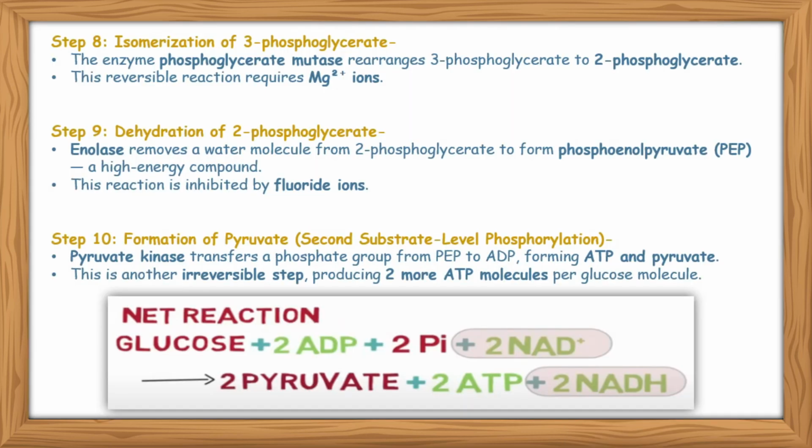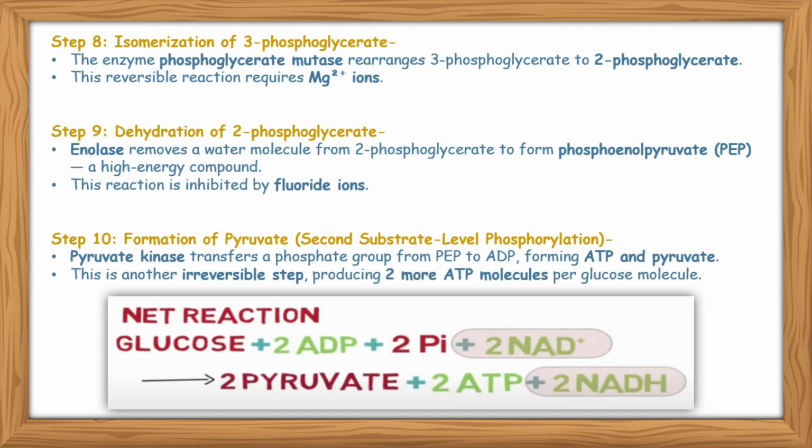Now we'll go to step 8 of the second phase. Here is the isomerization of 3-phosphoglycerate. The enzyme phosphoglycerate mutase rearranges 3-phosphoglycerate to 2-phosphoglycerate. This reversible reaction requires Mg2+ ions. Next is the dehydration of 2-phosphoglycerate. Enolase removes a water molecule from 2-phosphoglycerate to form phosphoenolpyruvate, which is a high energy compound. This reaction is inhibited by fluoride ions.